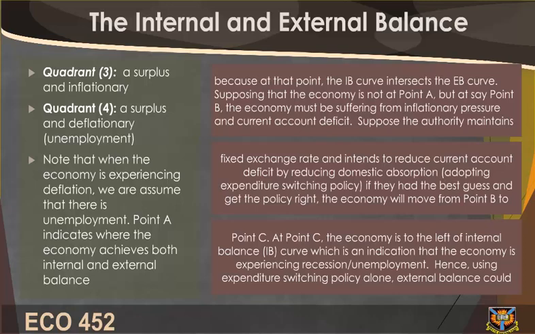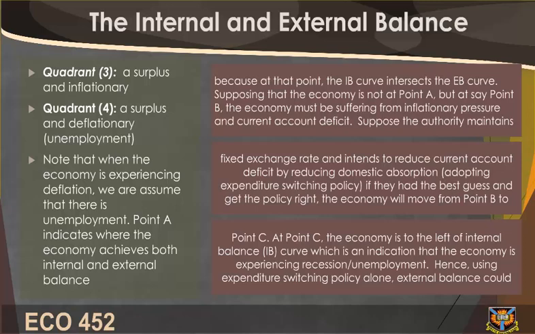Point A indicates where the economy achieves both internal and external balance because at that point, the IB curve intersects the EB curve. Supposing that the economy is not at point A, but at say point B, the economy must be suffering from inflationary pressure and current account deficit.